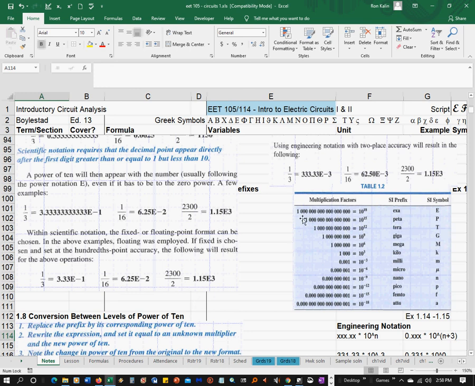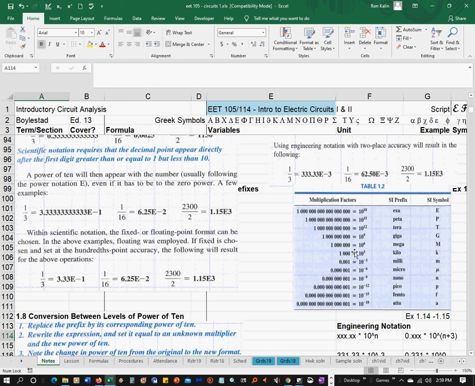Multiplication factors. This table is very important. We are primarily going to focus, I'd say, from giga all the way down to pico. Example, 0.001 is 10 to the -3, which is milli, which is a small m. And then that would be 1,000th, and then 1 millionth would be 10 to the -6, micro, or mu, Greek letter, it looks like a U. And then 1 billionth would be 10 to the -9th, or nano, with a small n.